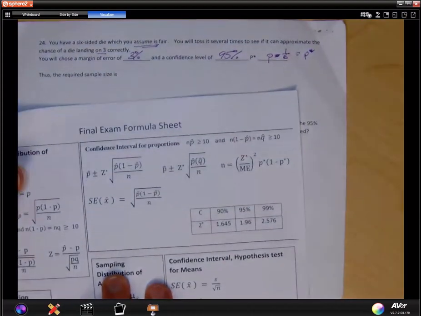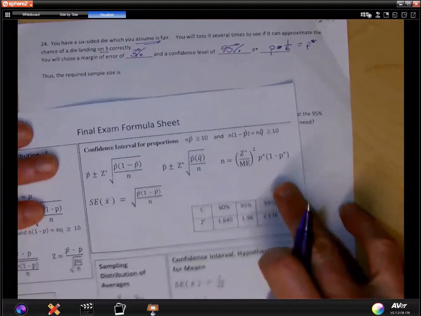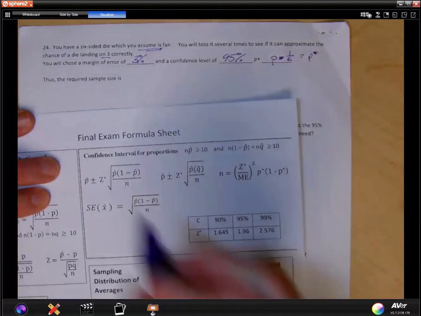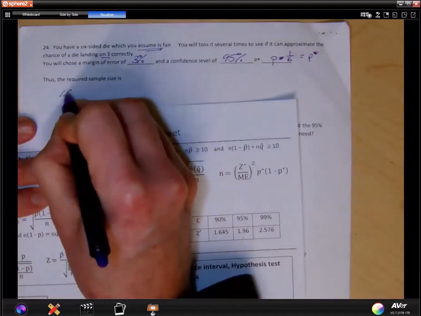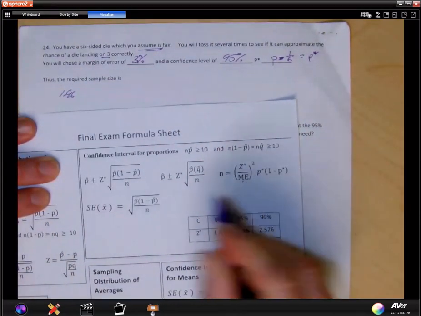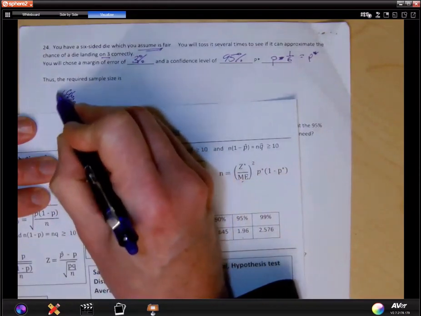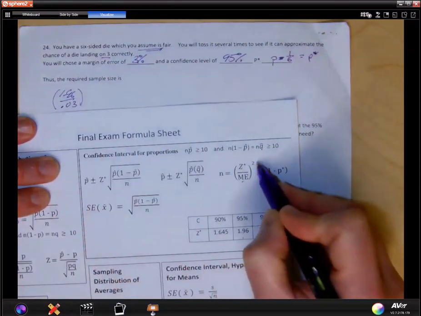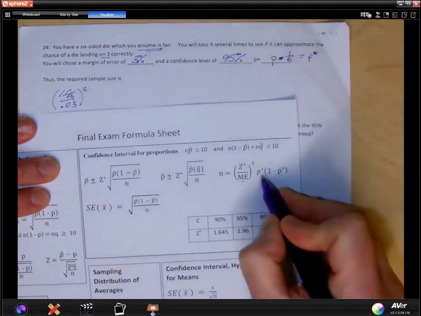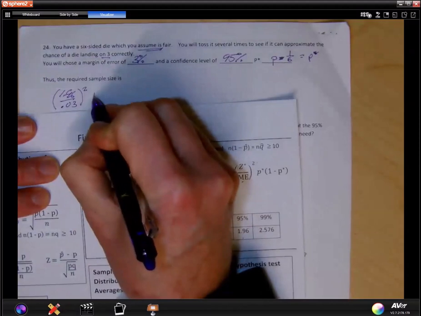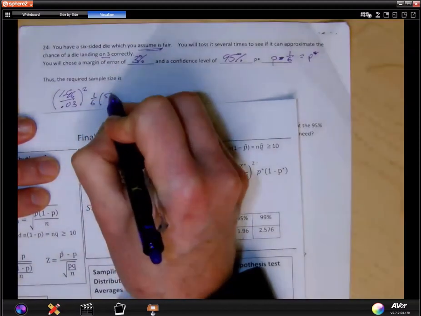And it just says to do the following. Find z-star. Well, for 95%, z-star is 1.96. The margin of error is 3%, so again, I cannot leave it in percentage form. It's 0.03. Then it says to square. Now find this p-star value, which is something I chose. Well, I chose 1/6, so this is 1/6, and the other one is 5/6.